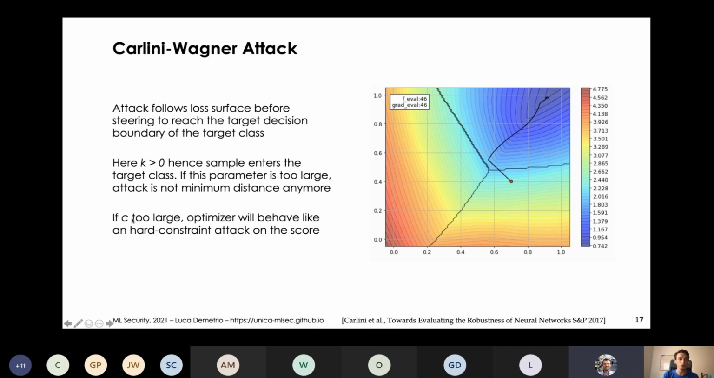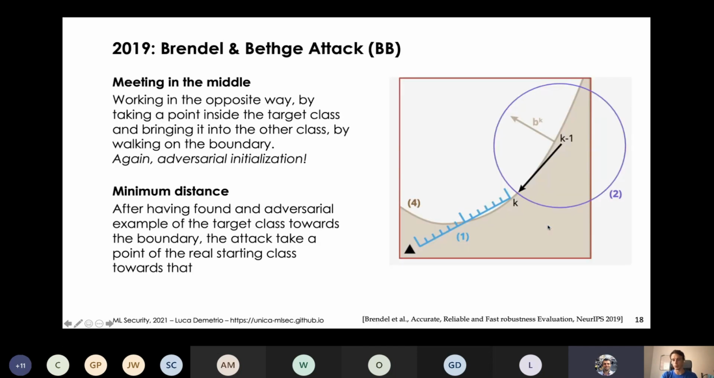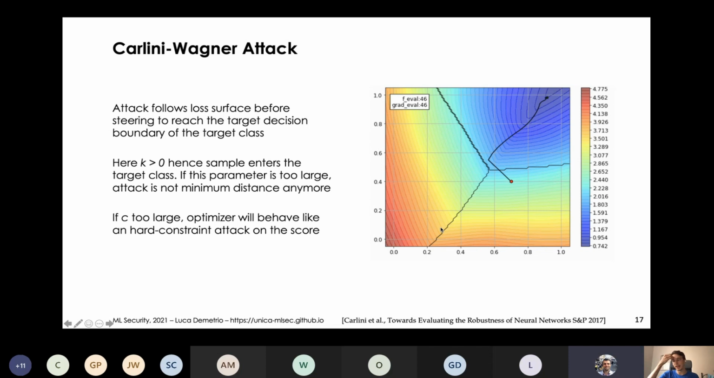Again, if this C is too large, this red point might have ended up in this other quadrant, because the attack needed a slightly more push to balance the effect of that K parameter. So the Carlini-Wagner attack became one of the state-of-the-art attacks, and you find it in almost every paper in the adversarial domain.